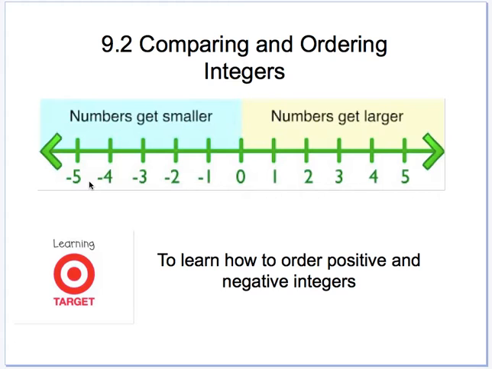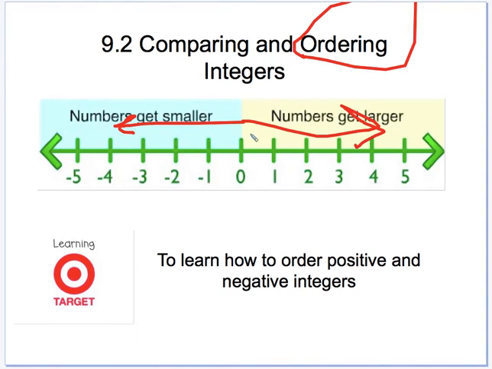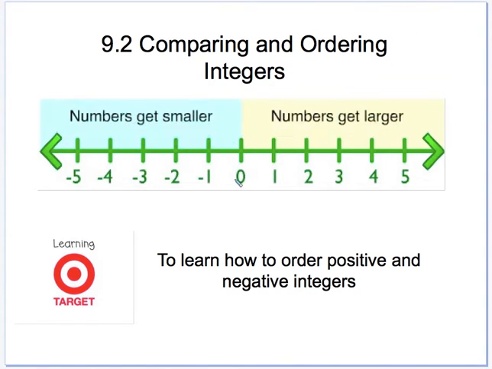Hey, grade 7s. Today we're going to be looking at 9.2, comparing and ordering integers. When we look at this image of a number line here, anytime you get to the left of the 0, the numbers are getting smaller, and anytime you go to the right, the numbers get larger. And basically ordering means where do we put them on the number line? Like is one larger than the other, or are they equal, opposites?